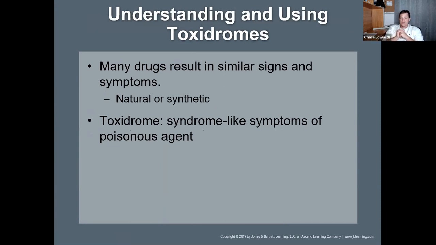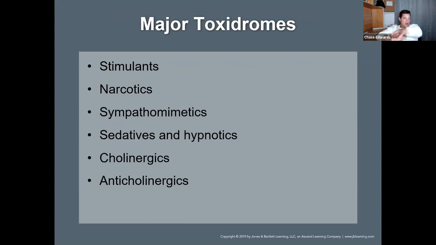So understanding and using toxidromes. There is a daunting number of substances of abuse. However, many result in similar signs and symptoms. For example, all narcotics, whether natural or synthetic, work in a similar manner. So toxidrome, which is toxic syndrome, is all it's saying. Syndrome is like symptoms of a poisonous agent.